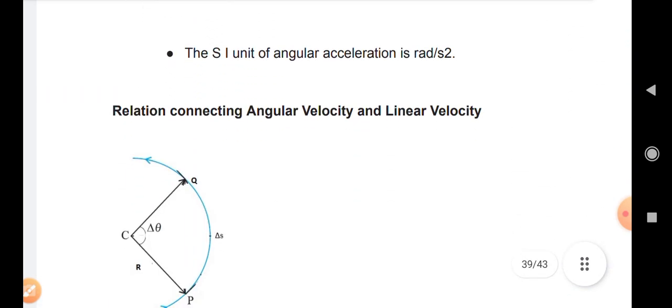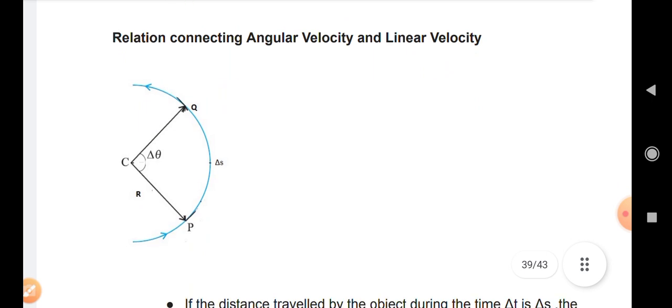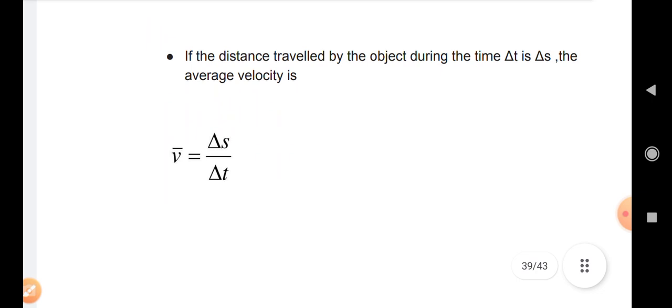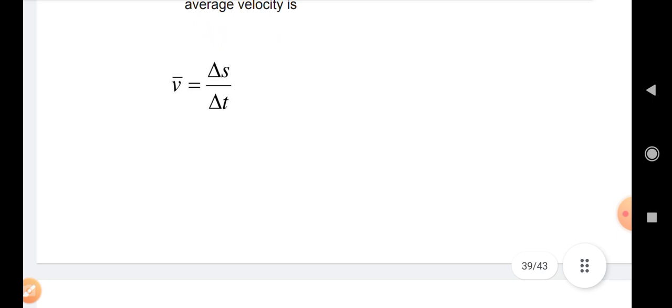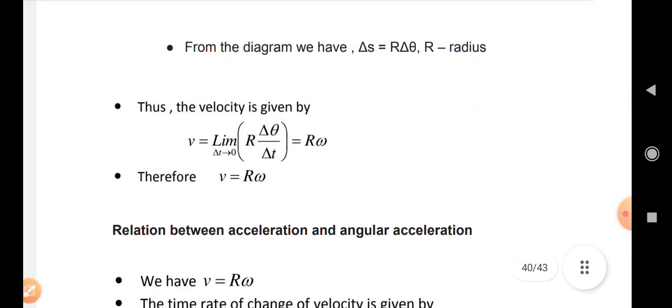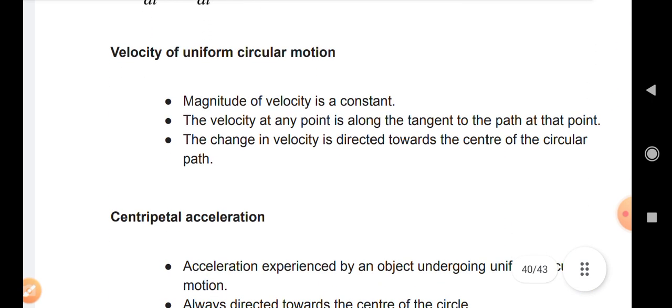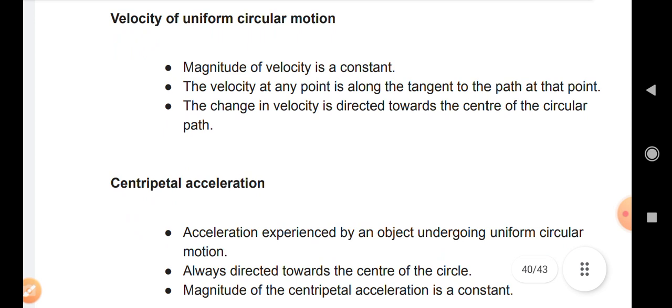Relation connecting angular velocity and linear velocity. If the distance traveled by the object during the time delta t is delta s, the average velocity is v bar is equal to delta s by delta t. Magnitude of velocity is constant in uniform circular motion. Velocity at any point is along the tangent to the path at that point. Change in velocity is directed towards the center of the circular path.